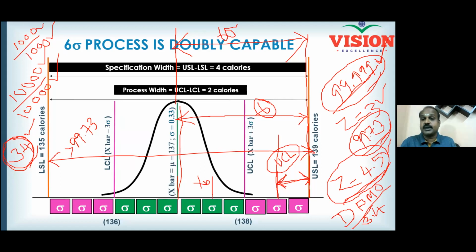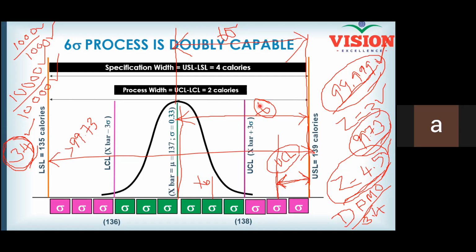But even in the long term, your process will still assure a 99.999 success rate. In other words, 3.4 DPMO. And this process is statistically called a 6 sigma process because the distance between the specification limit and your process center is equal to 6 times sigma.